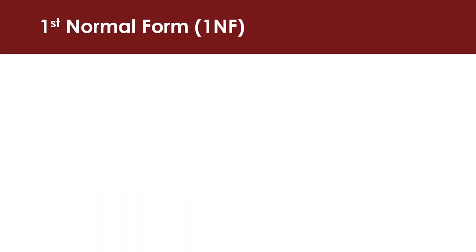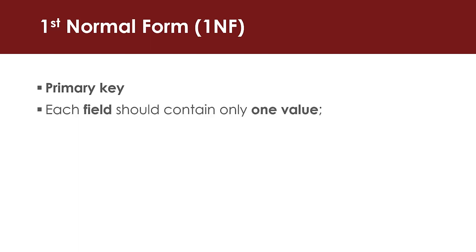To achieve the first normal form, you must satisfy the following. A table should have a primary key that distinguishes each row as unique. Each field should contain only one value. No repeating groups or repeating set of columns containing similar values in a table.